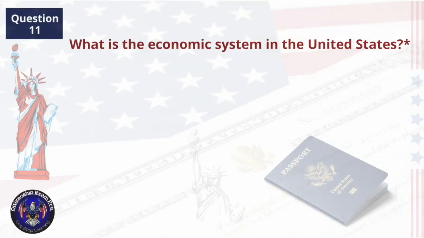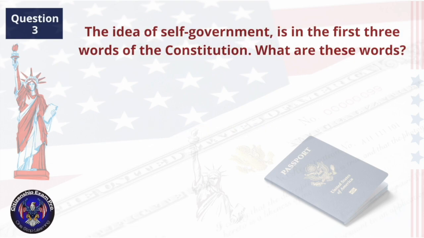What is the economic system in the United States? Market economy. The idea of self-government is in the first 3 words of the Constitution. What are these words? We the people.